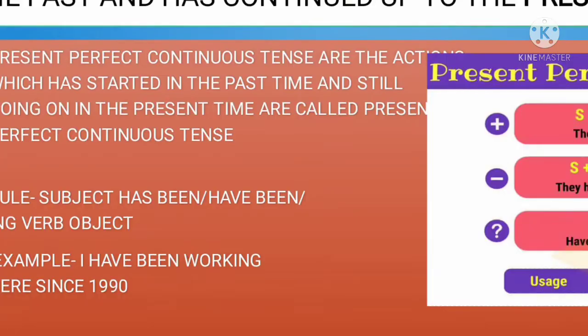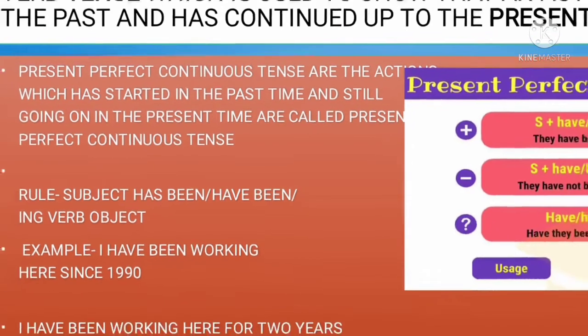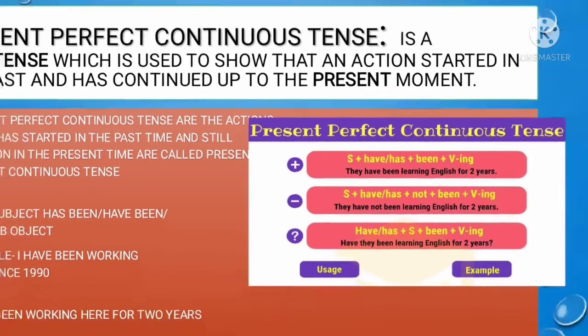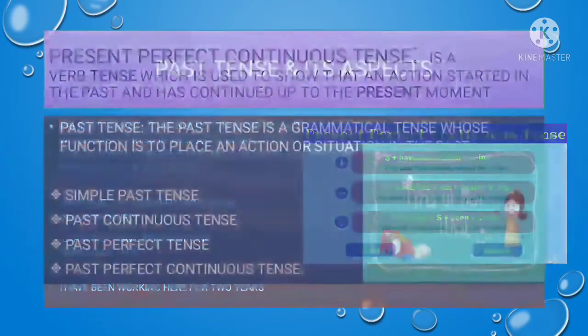Here, I have been working here since 1990, and still I am working. Only then can I say I have been working. In 1990 I started working and still it's going on. In the same way, I have been waiting for her for 4 hours. Here we have the use of since and for. When you use since, it is from a particular time: I have been waiting since morning. But when I say for, we use it for a period of time: I have been waiting here for 2 hours. It shows you have already been waiting and still you are waiting. So that's about the present perfect continuous tense.